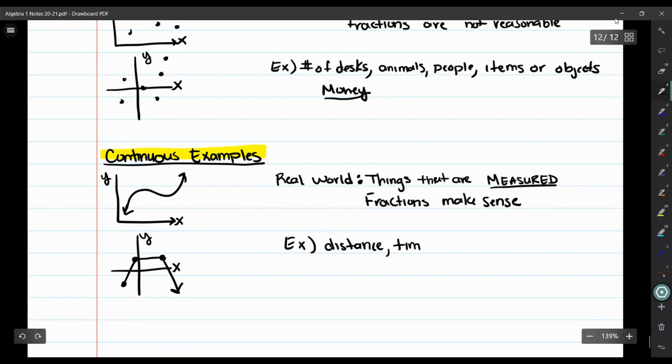Time is also measured. I can have 0.5 of a day, 0.2 of a day, 0.3 of an hour. Things like weight, length, anything that you actually measure, like a unit, okay? Volume works, there's all kinds of things. So continuous things are measured, discrete things are counted. That's a pretty good way to tell the difference between the two.